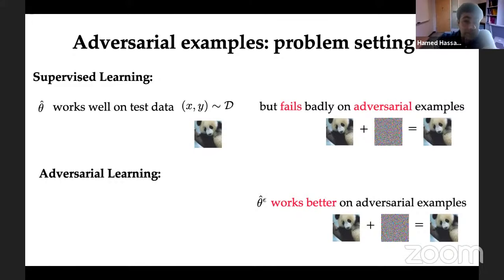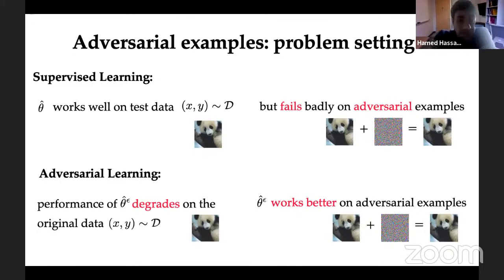However, it's been repeatedly observed that the performance of the robust trained model degrades on the original benign data points. So if you use the model that you trained to make it robust on the original, non-perturbed data points, then you see a huge degradation in terms of performance.